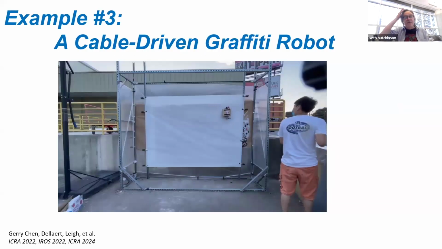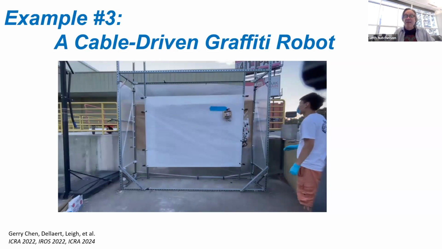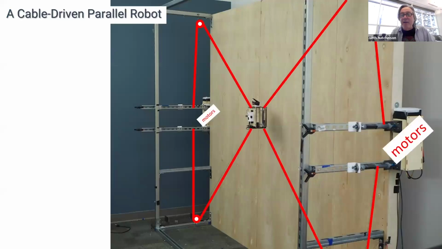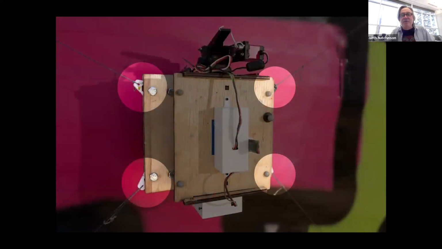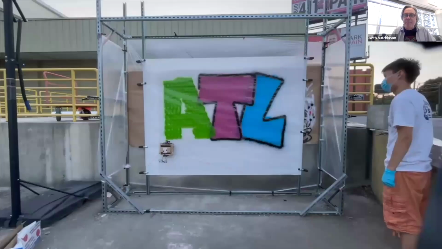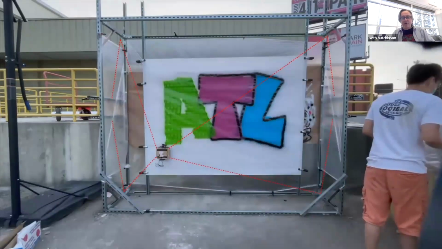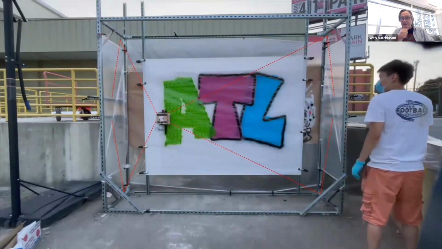Here's the third example. It's a graffiti robot, right? So this is a cable-driven robot. It's parallel. Let me show you how it works. There's the robot in the lab. It's got 4 cables, 4 motors that drive the cables, some sort of end effector that holds a can of spray paint. And here you can see where the cables are as the robot moves around and does its painting.